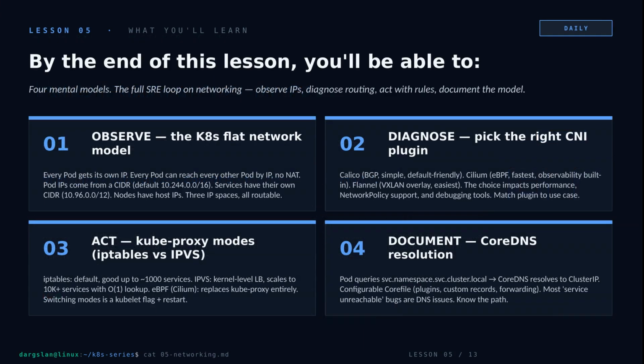Structured as the SRE loop you'll run every time the network misbehaves. First, we observe, internalizing the three IP spaces: pods on their CIDR, services on theirs, nodes on the host network, all routable. Then we diagnose by picking a CNI that fits the workload. Calico, Cilium, or Flannel each make different trade-offs. We act by understanding kube-proxy modes, iptables, IPVS, or eBPF, and when to switch. And we document the DNS path through CoreDNS, because most service-unreachable tickets end up being name resolution, not routing.